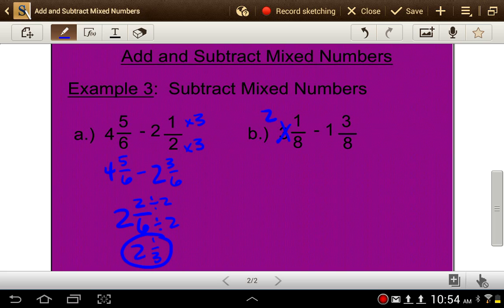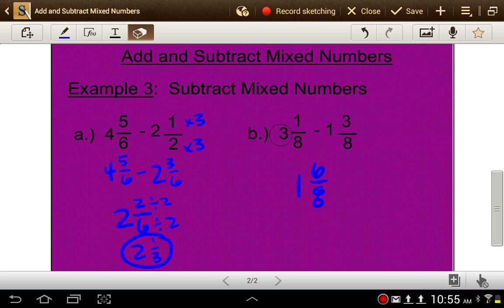So then what I'm going to do is add my denominator and numerator. So 8 plus 1 is 9, and that is now going to become 9. Now I can do the problem from there. 2 minus 1 is 1, 9 minus 3 is 6, denominator of 8 stays the same. So that is borrowing. Let me review that borrowing one more time.